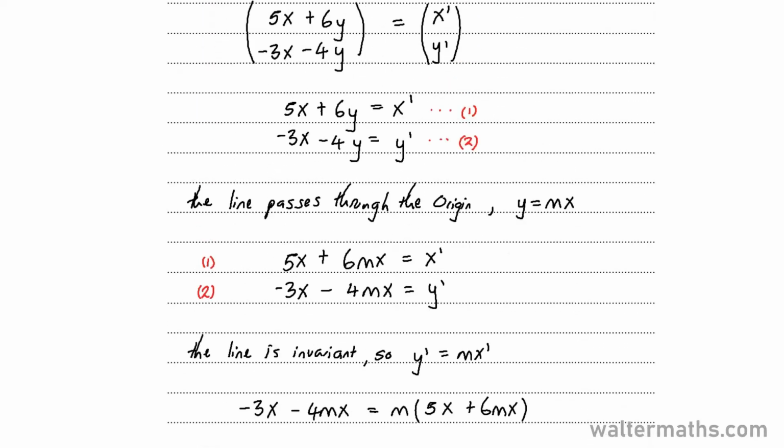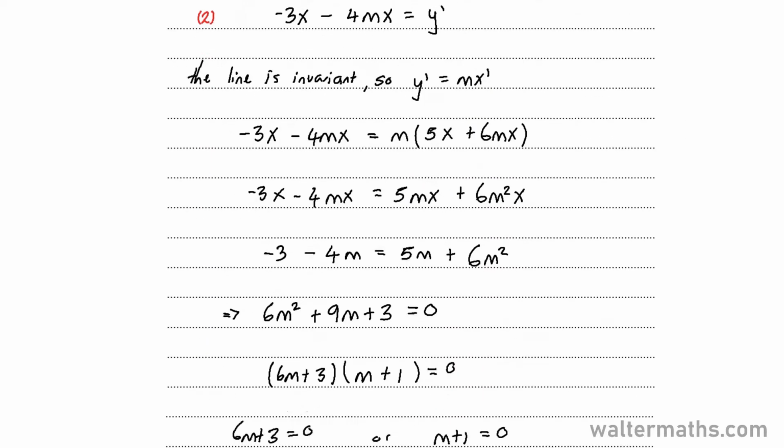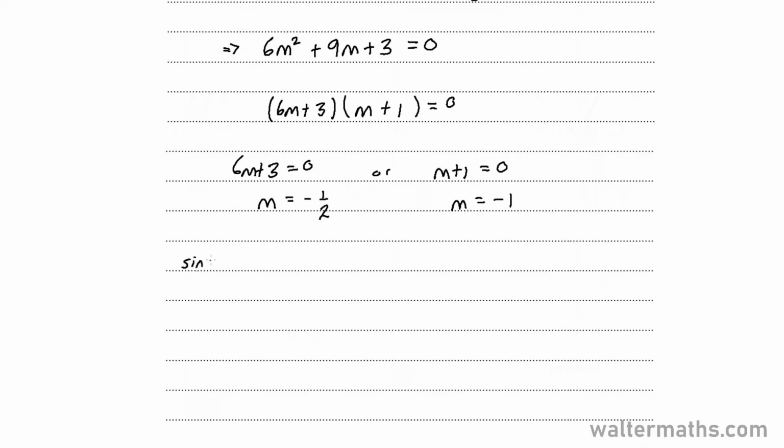Now remember, the question wants us to find the equations of the invariant lines through the origin. And we know that these lines take the form y is equal to m of x. So when m is equal to minus a half, the equation will be y is equal to minus a half of x. And when m has a value minus 1, then y will be equal to minus x. So these two here are the equations of the invariant lines through the origin.